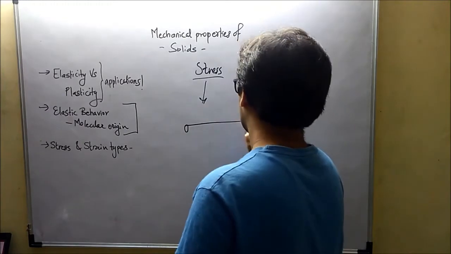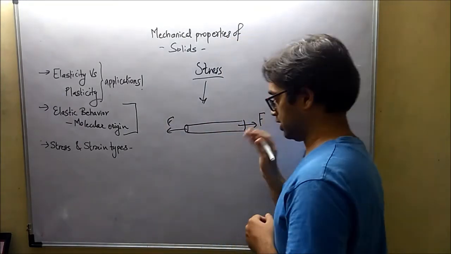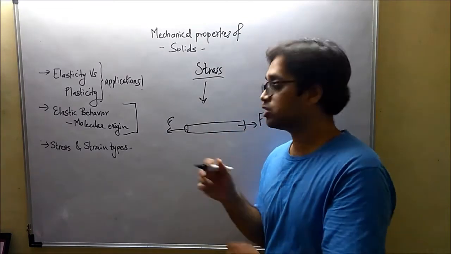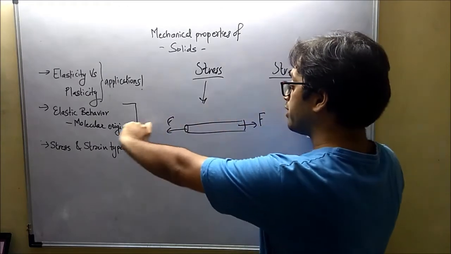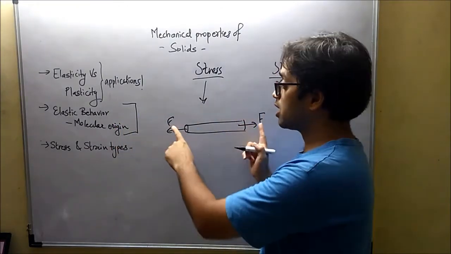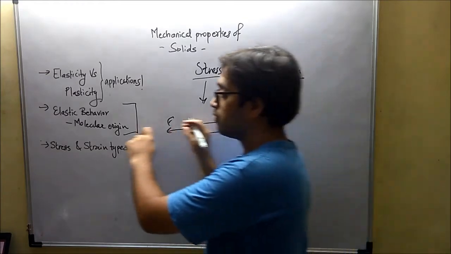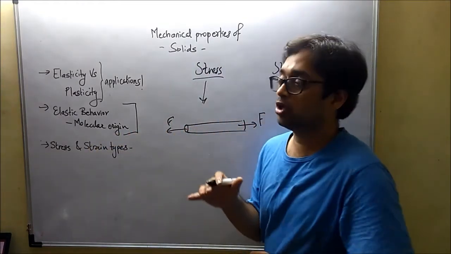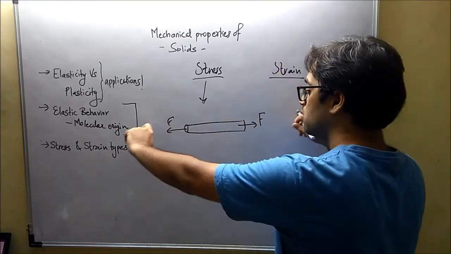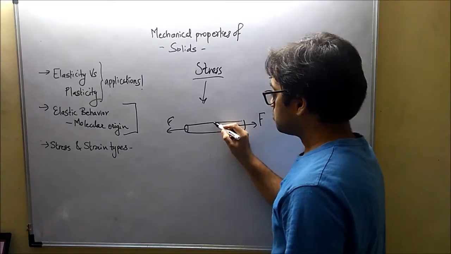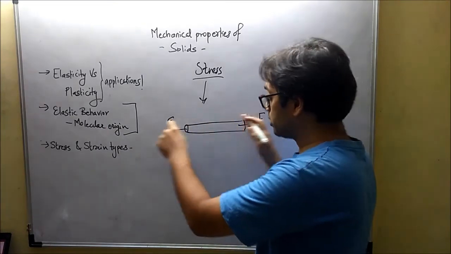So let us say you apply force F on this side and force F on this side, equal force on either side, just to ensure that the rod does not travel left or right, but we are just trying to increase its length. If the forces are unequal, then along with change in the length, the rod will also have a translational motion, which we don't want as of now, because we don't want to complicate the situation. So let us say both the forces are equal and you are pulling the molecules away.